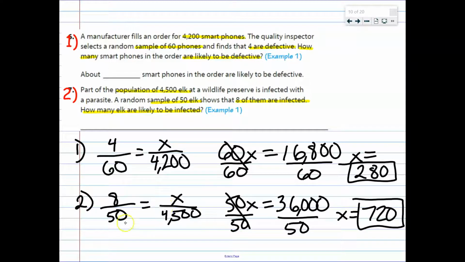All right, when I cross multiply, I get 50 times x, which is 50x, 8 times 4,500, which is 36,000. I divide by 50 on both sides to get x by itself, and that gives me an answer of 720. So go ahead and make sure you pause and copy all that down.